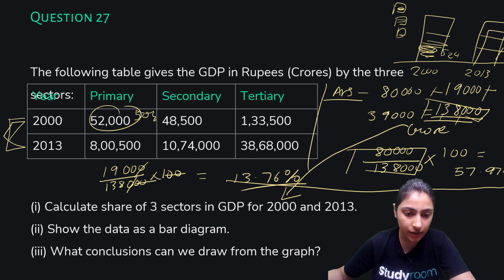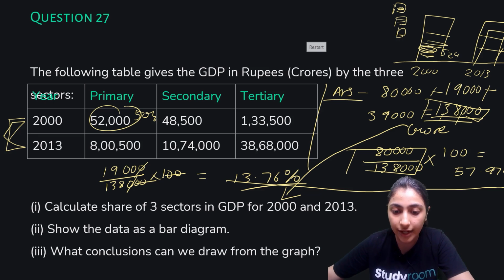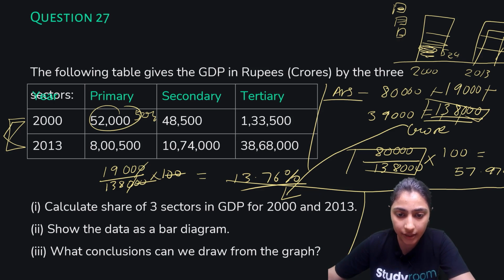Now the next thing they are asking is what conclusions can we draw from the graph that we have made above. So I'll just strike it over here. The basic conclusions that one can draw by looking at the bar graph: the first thing most of us can see is that the share of the primary sector in GDP has decreased. The second thing is the share of the secondary sector in GDP has increased from 2000 to 2013. And after that, we can see that the share of the tertiary sector in the GDP has also increased in percentage.